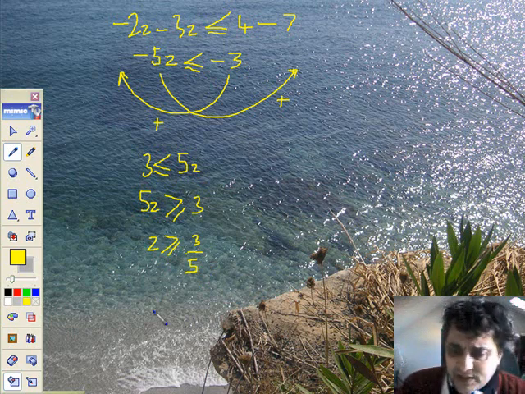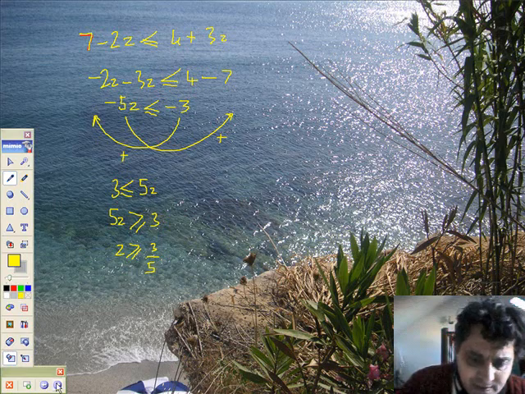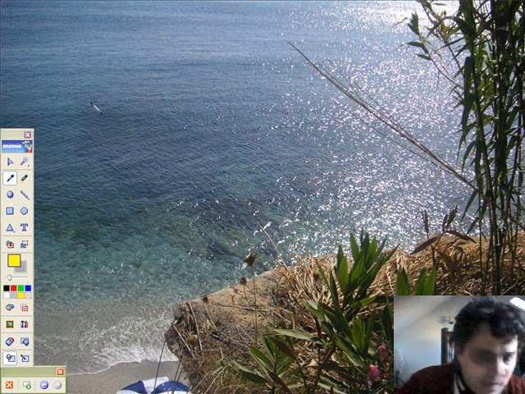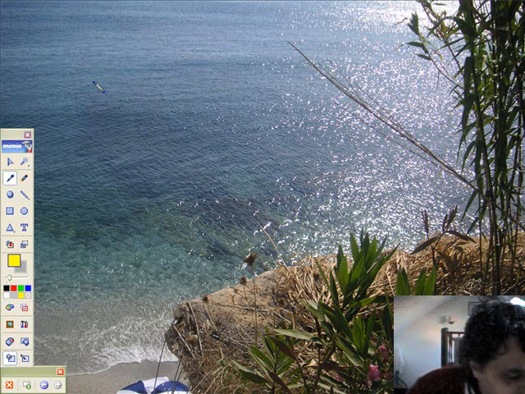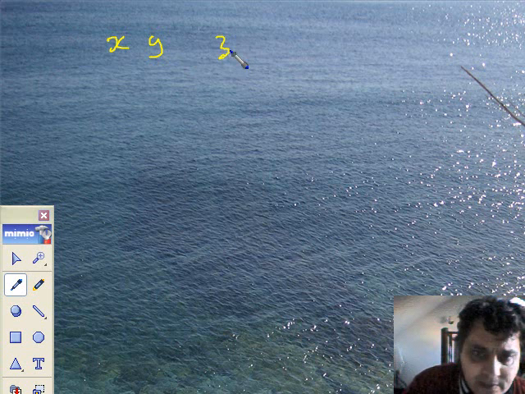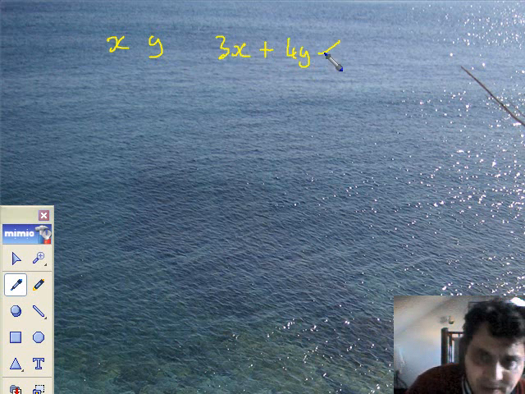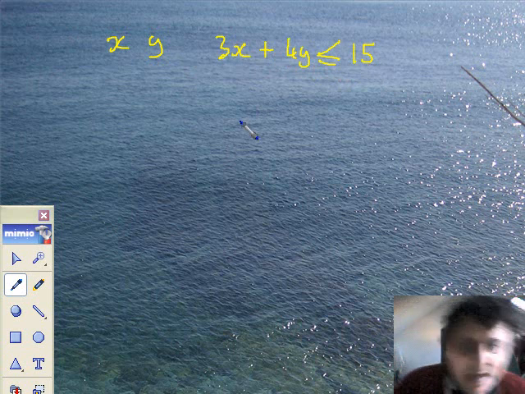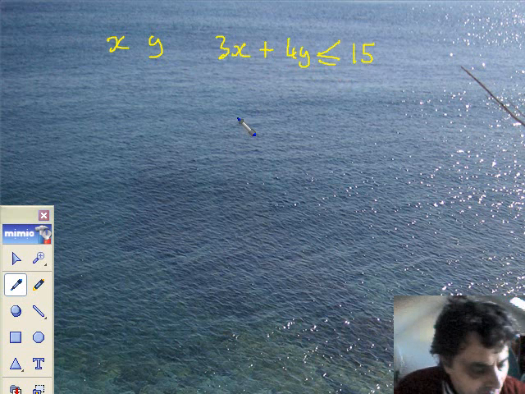I like question 6. It's a very creative answer, and I've not done one of these before, but it looks like fun to me. Right, so what I've got here, list all the pairs of positive integers x and y, such that 3x plus 4y has got to be less than or equal to 15.